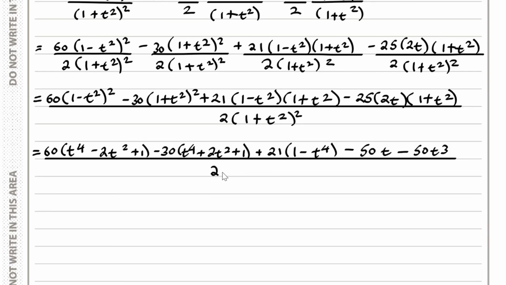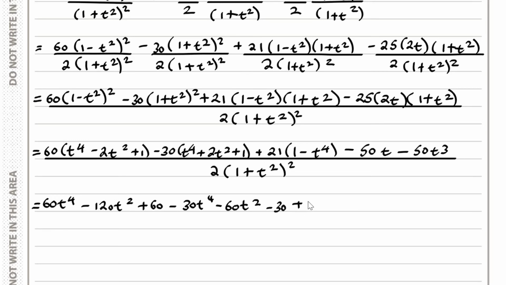And then on the bottom we've got 2 lots of (1 plus t squared) squared. Okay, now let's expand even further. So we've got here 60t to the 4 minus 120t squared plus 60, minus 30t to the 4, minus 60t squared minus 30, plus 21 minus 21t to the 4, minus 50t minus 50t cubed.